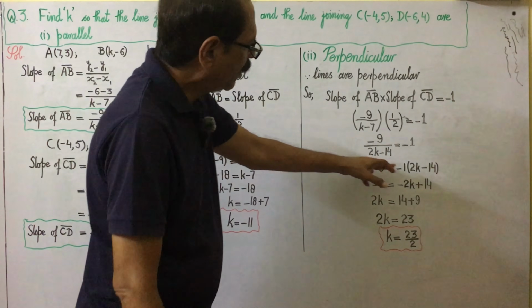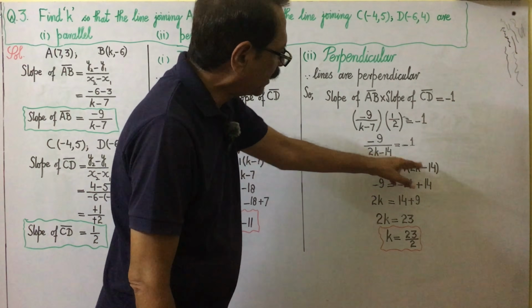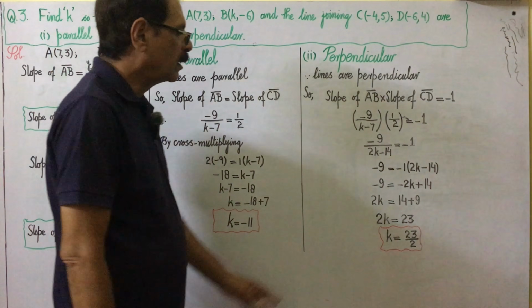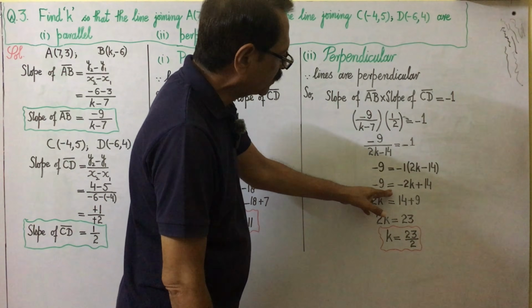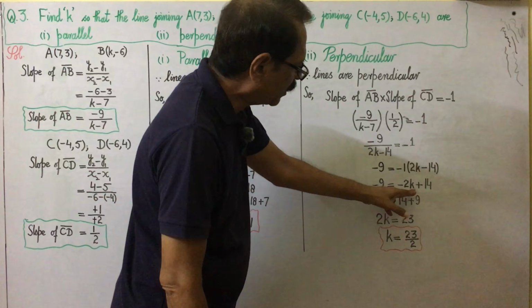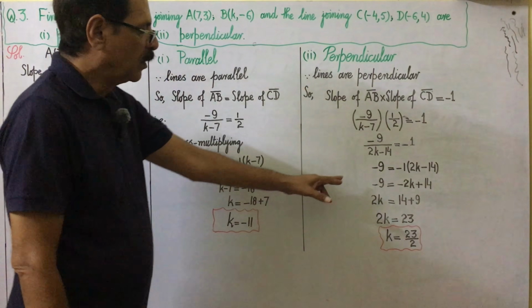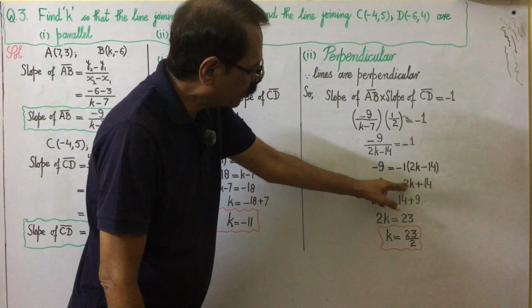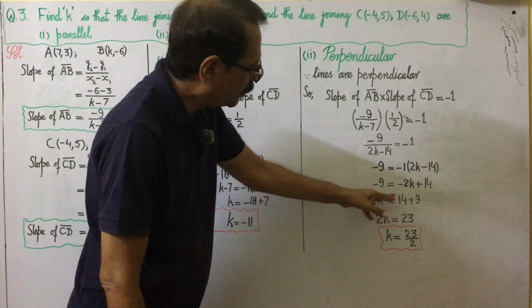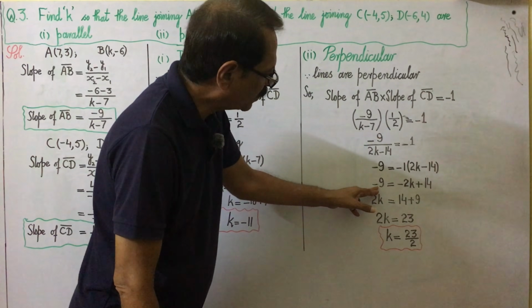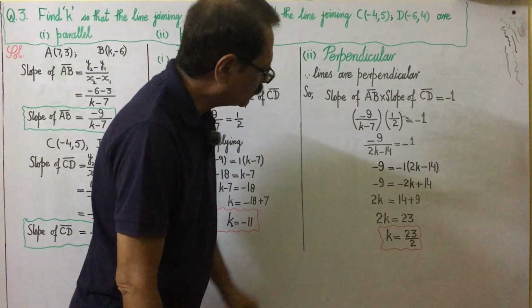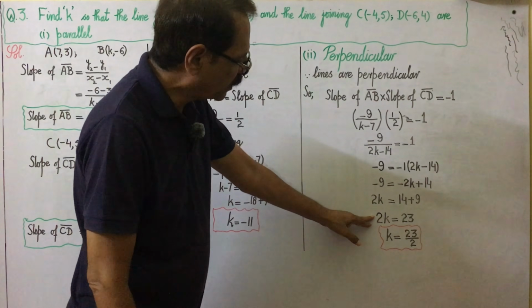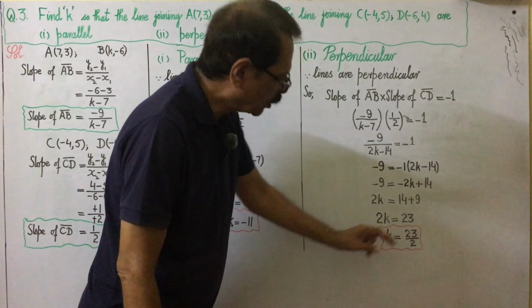Minus 9 is equal to minus 1 into 2k minus 14, that is multiplying both sides by 2k minus 14. Minus 9, opening the brackets, is equal to minus 2k, minus into minus plus 14. Transposing 2k to the left hand side, here minus 2k, here it becomes positive 2k is equal to 14. Transposing -9 to right hand side, plus 9. 2k is equal to 14 plus 9 is 23. Dividing both sides by 2, k is equal to 23 over 2.